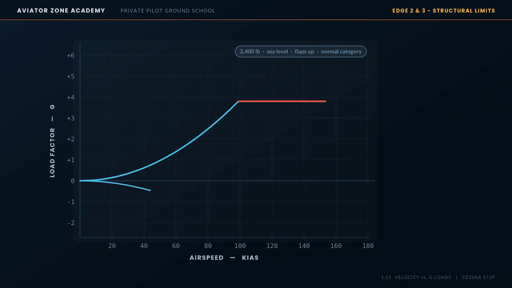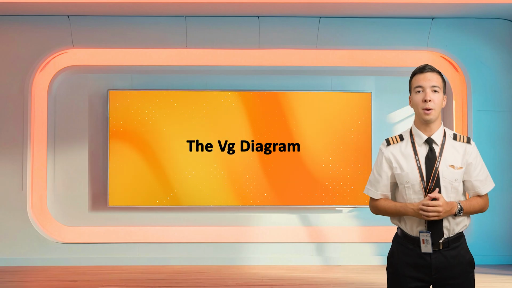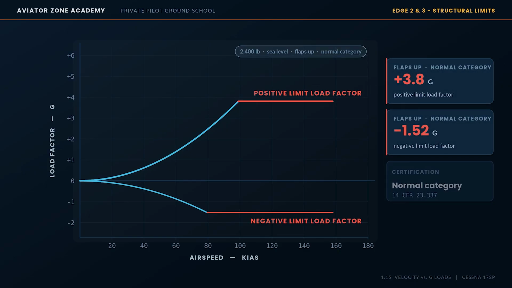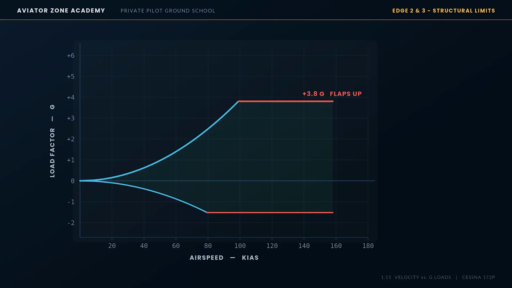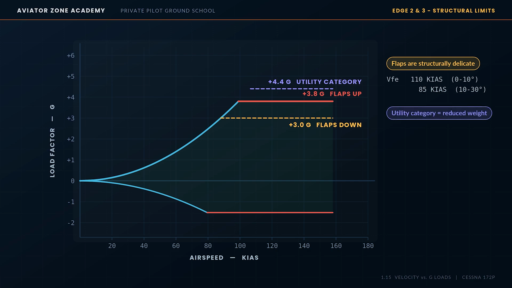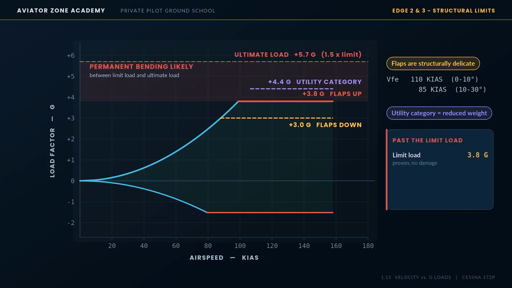Across the top and bottom are the structural limits, the positive and negative limit load factors. The 172 Papa is certified in the normal category, and with the flaps up, its flight load limits are plus 3.8 and minus 1.52 Gs. Put the flaps down, and the positive limit drops down to plus 3 Gs. Flaps are structurally delicate. Load it lighter under the utility category and it's approved to plus 4.4. Push past the load limit and you risk permanent bending. The structure is only proven to 1.5 times that, about 5.7 Gs. The ultimate load before failure becomes likely.